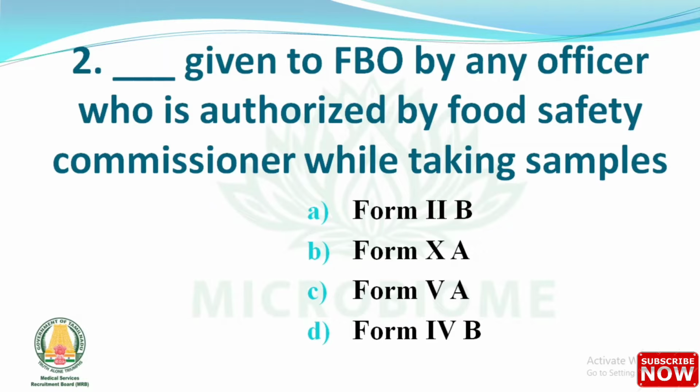And next question, dash given to food business operator by any officer who is authorized by Food Safety Commissioner while taking samples. The options are Form 2B, Form 10A, Form 5A, Form 4B. The right answer, option C, Form 5A.